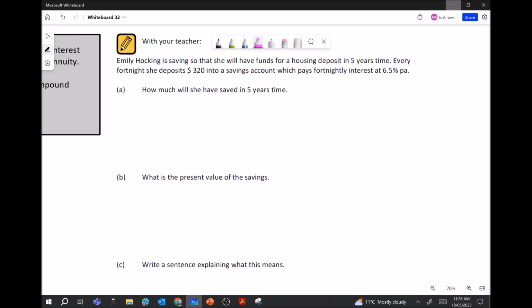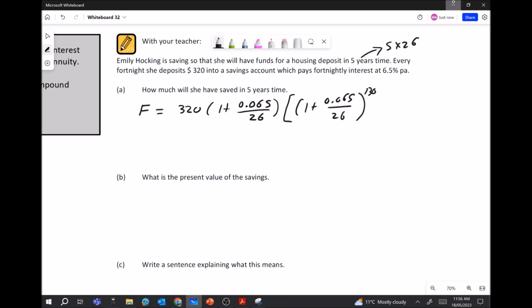So using the annuity in advance formula, we'll put the information in. So the regular payment is $320. The interest rate 0.065 over 26 because it's fortnightly. And it's a rather long formula. I'll just keep going with it. 130 periods because 5 years fortnightly, so 5 by 26 is 130. And that all goes over the interest rate per period.